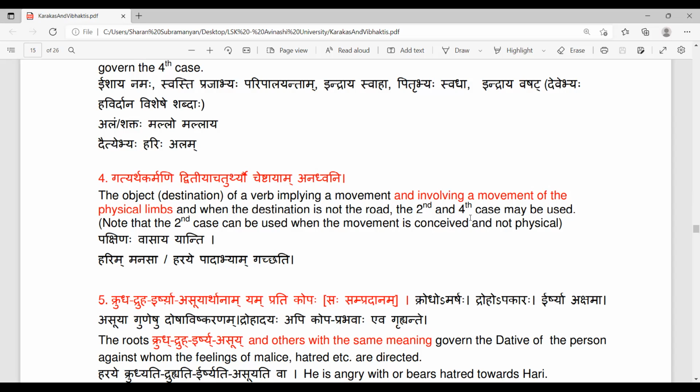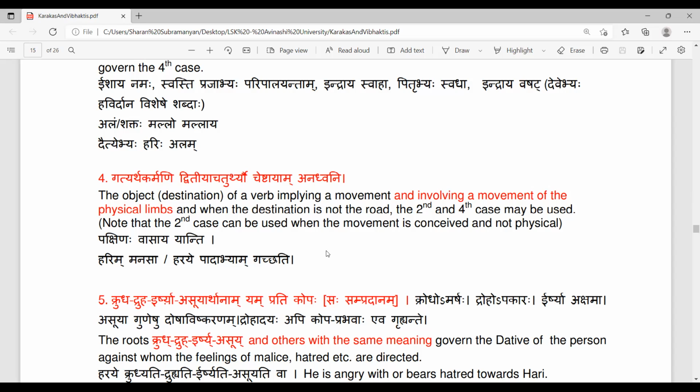Second case can be used when the movement is conceived, not physical. Therefore, Harim Manasa Gachati. There's an example. Example for the second case. Harim Manasa Gachati. Haraye Padabhyam Gachati. That's a good example which clearly distinguishes when second case and when fourth case should be used. Fourth case when there is physical movement. Second case when there is no physical movement, only a conception. First example, Pakshinaha Vasaya Yanti, there it is physical movement. And the place of reach is not the road. So therefore, it can be Chaturthi Vibhakti. So the Anadvani is a condition.